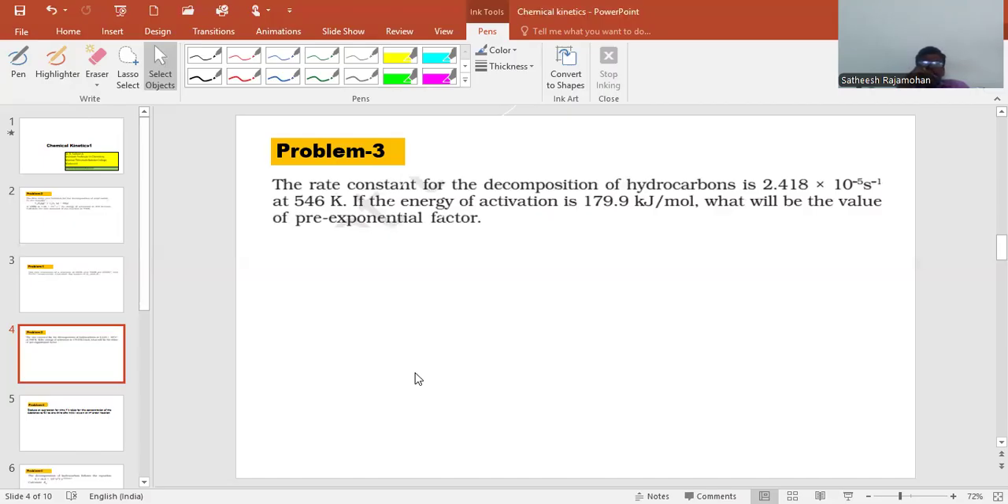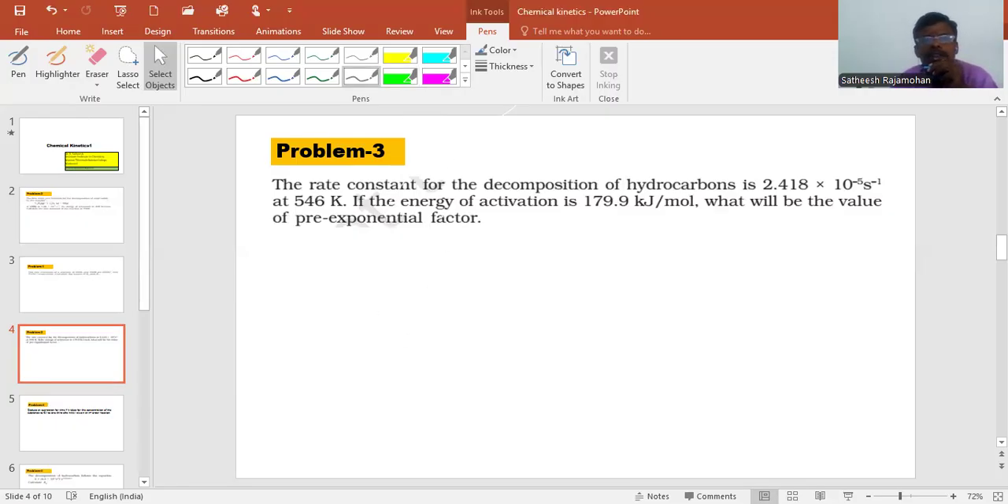The rate constant for the decomposition of hydrocarbons is 2.418 into 10 to the power of minus 5 inverse second at temperature 546. First of all, you have to write down the data: what is given and what is asked. Here the rate constant is given, temperature is given, and energy of activation is given. Only the pre-exponential factor is asked. So you have to immediately write down the Arrhenius equation.